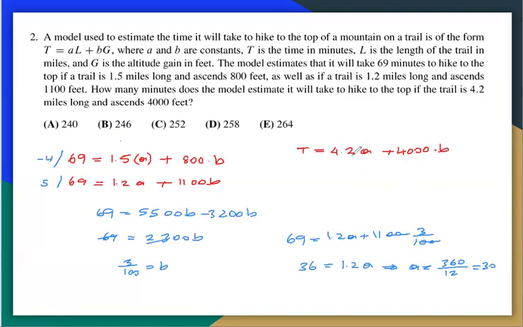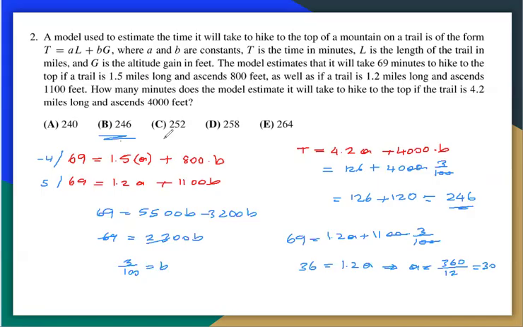So if you multiply 4.2 by 10, that will be 42. So you will get 3 times that, which is 126, plus 4,000 times B, which was 3 over 100. So cancel these. So you will get 126 and then 120. So that should be our answer. Okay, so that will be 246, which is choice B.